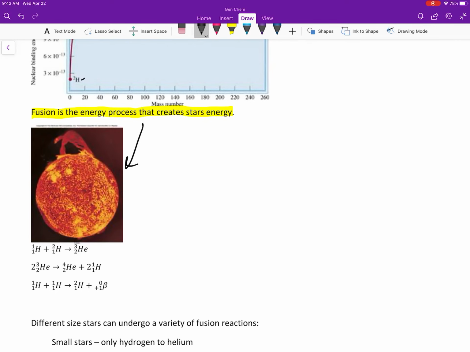And now the fuel in a star, like our sun, is hydrogen and deuterium. So this is hydrogen on the left plus deuterium on the right to create a helium-3 isotope. Then helium-3 isotopes combine to form helium molecule plus 2 protons. Then 2 protons can come together to form the deuteriums and a positron emission. So this is the fuel cycle in all stars.